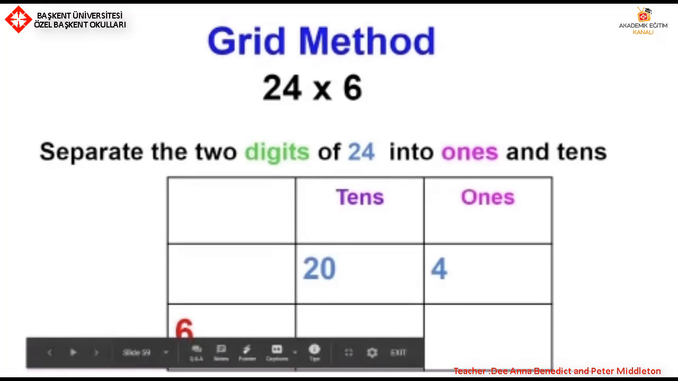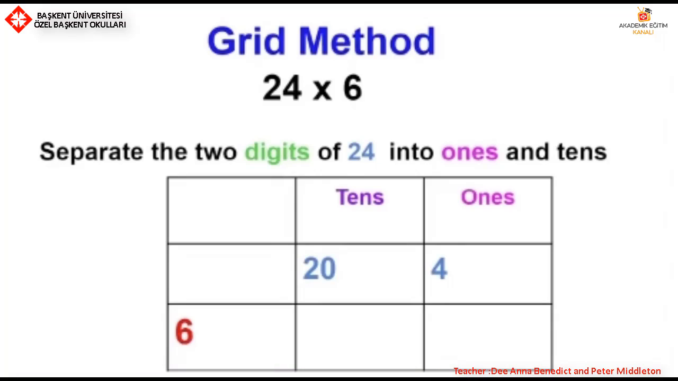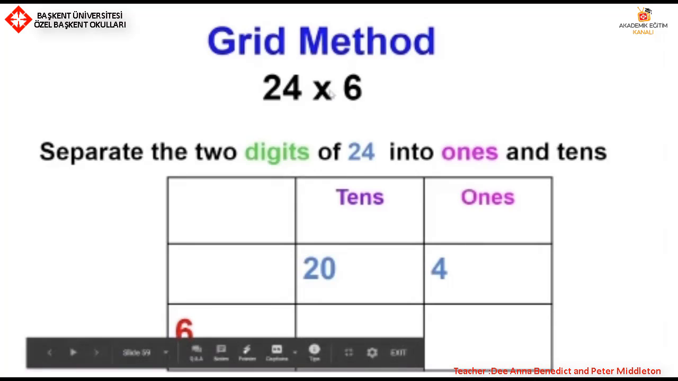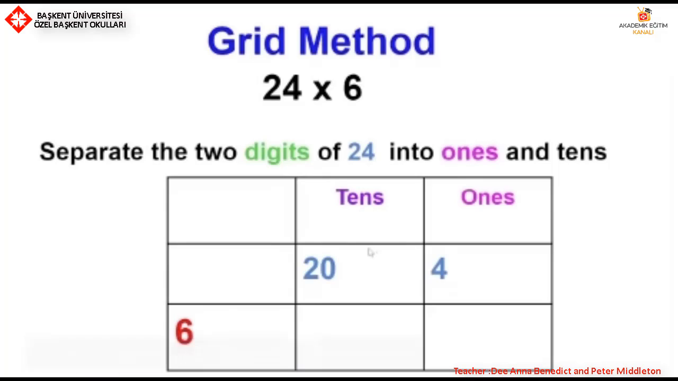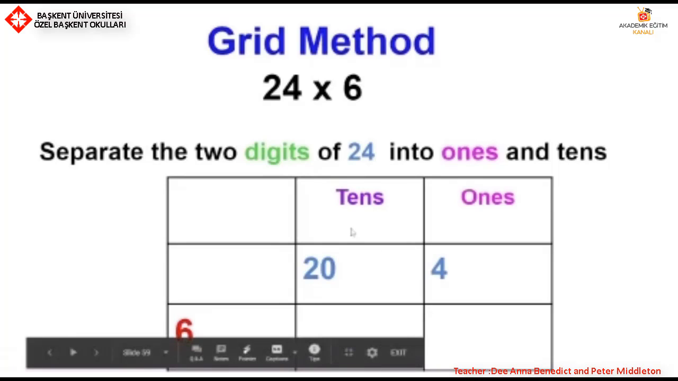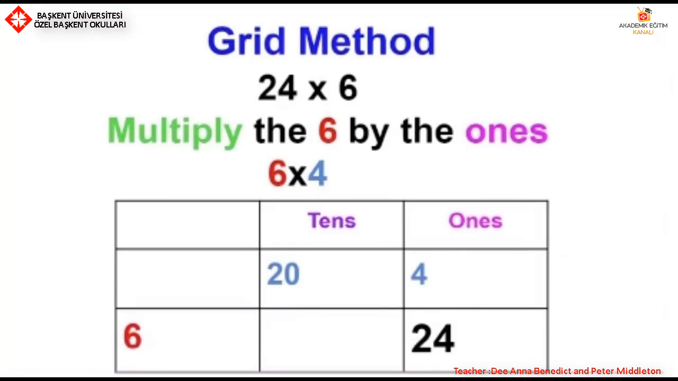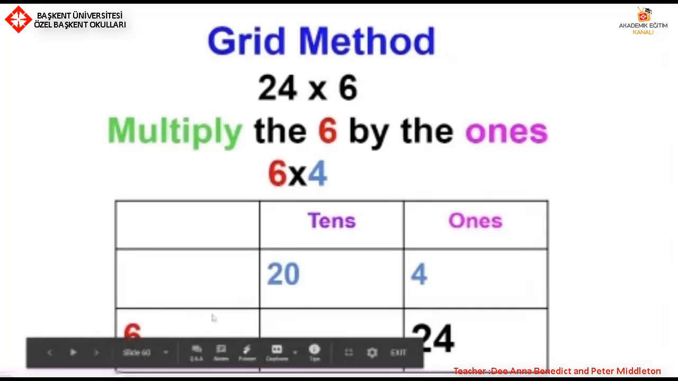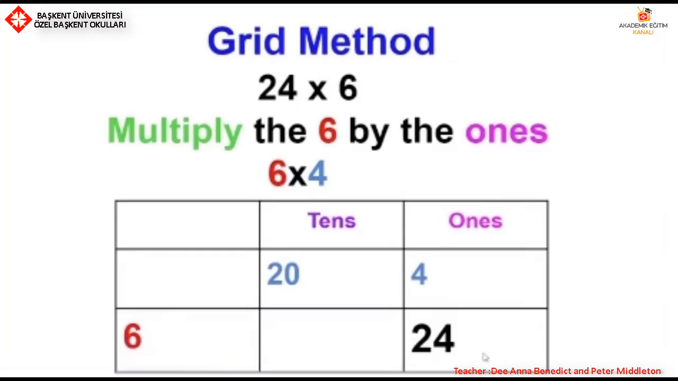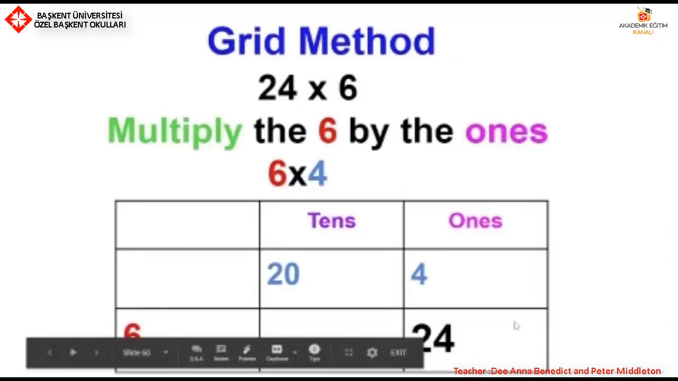Now, separate the 2 digits of 24. 24 has 4 ones and 2 tens. 2 tens is 20. Now multiply the 6 by the ones column. So you will multiply 6 by 4, and your answer is 24 here.